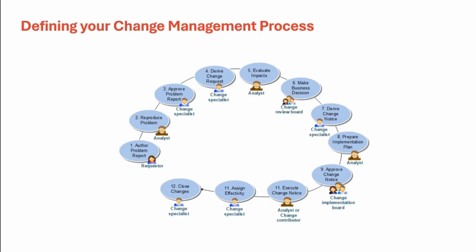So let's pause here and take a look at the progress of our change management process so far. So we identified a problem and created a problem report. The analyst went in the problem report, reproduced it, and approved it, and then finally the change specialist derived a change request on the approvals. Then we did an impact analysis on the change request.